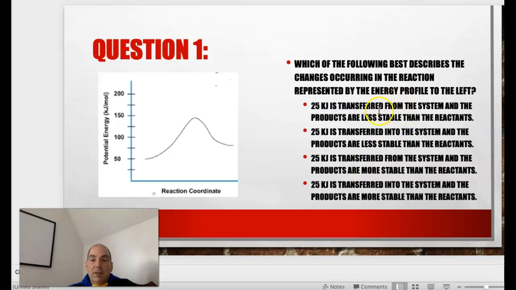So anything that says from, like the first and third options, has to go out the window, not possible. Then we have to talk about stability. Stability means lower in energy or lower in enthalpy. Obviously the reactants are lower than the products, so the reactants are more stable than the products. Now we have to process that here. We want energy going into the system and the products being less stable than the reactants. I kind of like that choice right there.